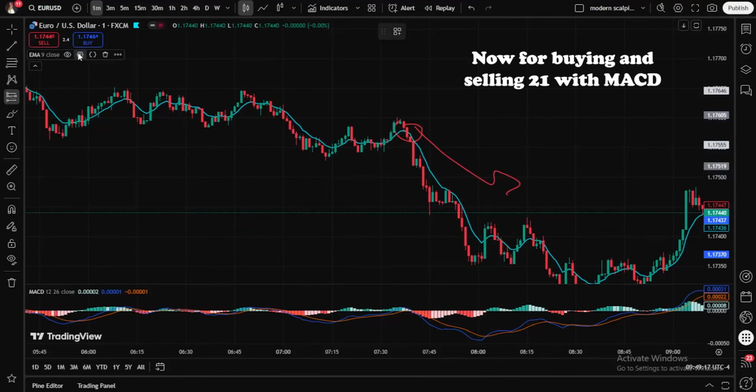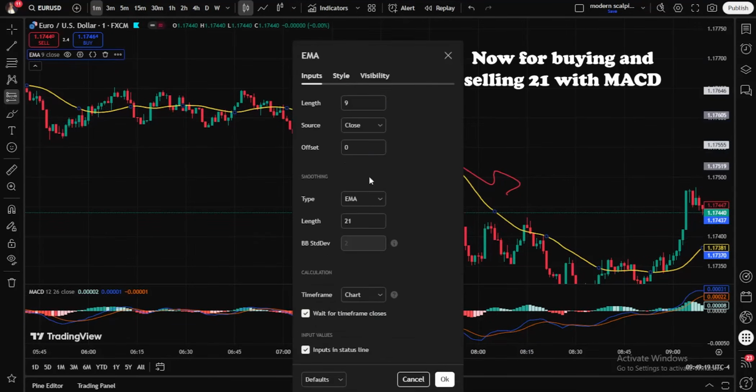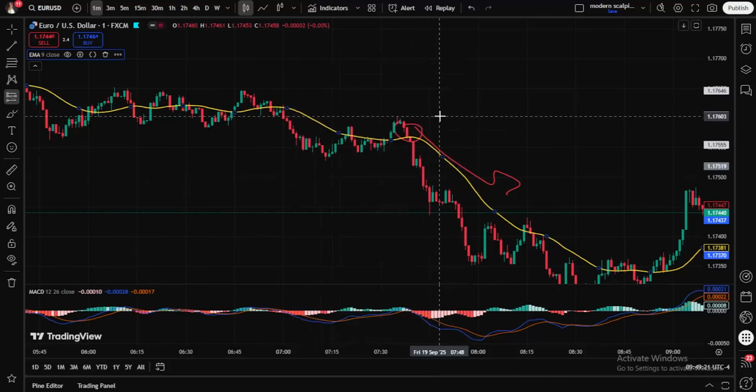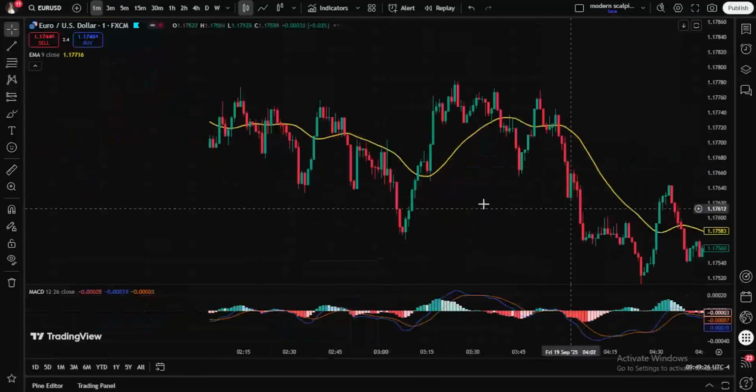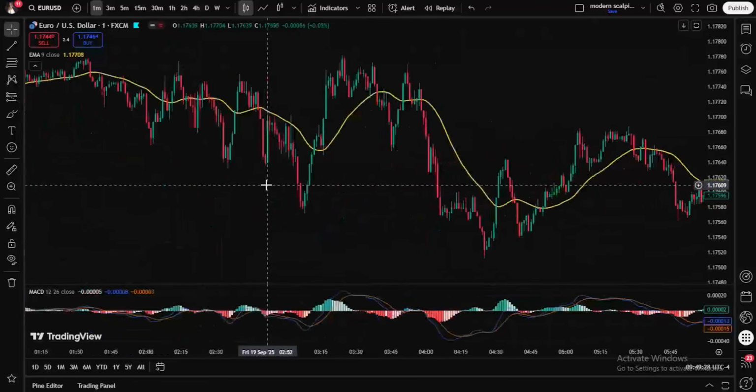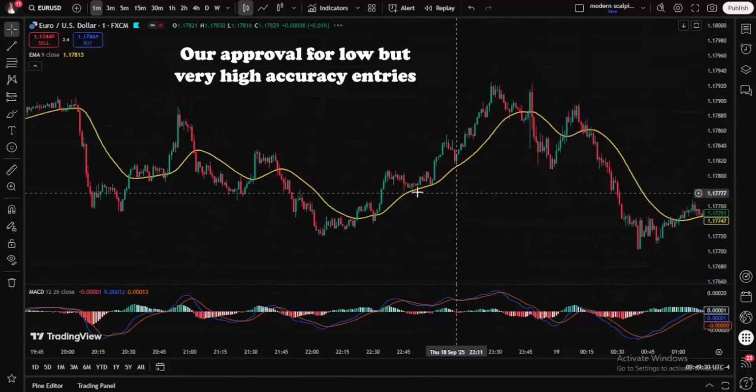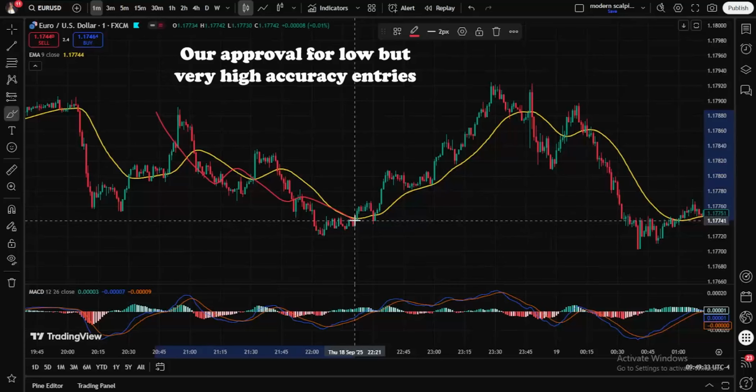Buying and selling with EMA 21 and MACD. When you want to use EMA 21 together with MACD for buying and selling, the story is a little different. Here the focus is no longer on speed, but on accuracy and filtering out false signals.